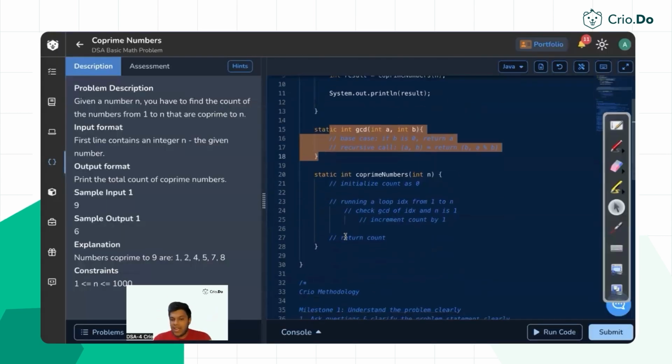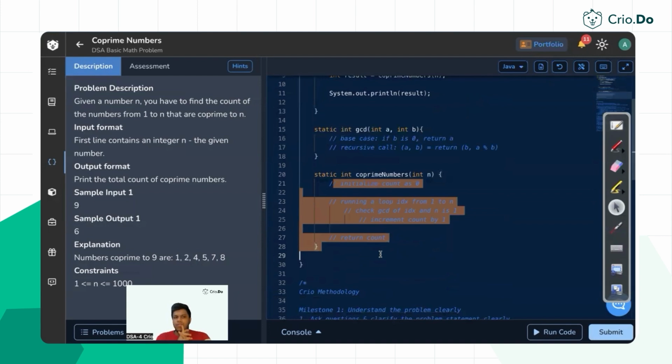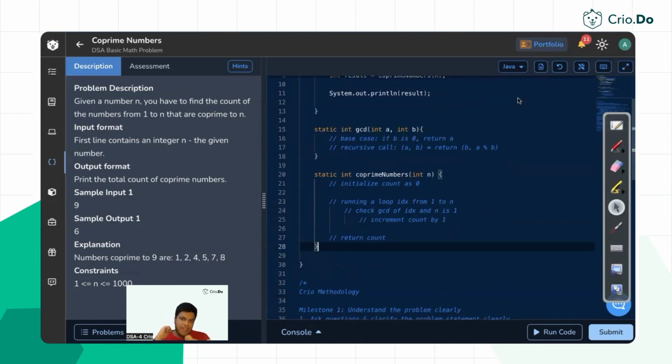So 2 lines for GCD and almost 4 to 5 lines for the coprime logic. We will be writing the code in the Java programming language. We have already discussed how to find coprime numbers, or how to check whether two numbers are coprime using the logic of GCD, whether GCD is 1 or not.